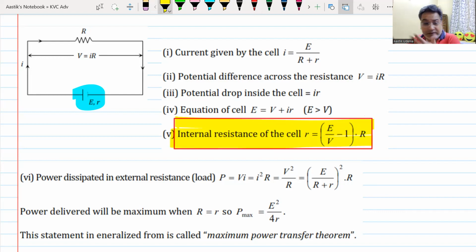Internal resistance of the cell. Rest all we have already seen. If you want, you can note it down. I'll give you 2 minutes to do this.